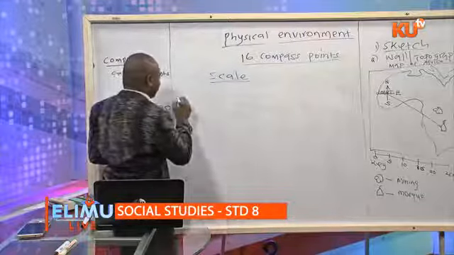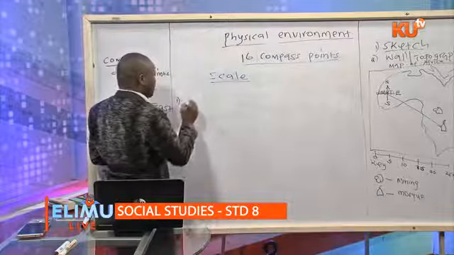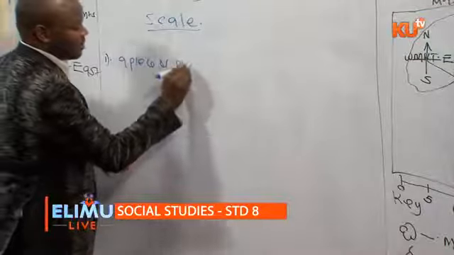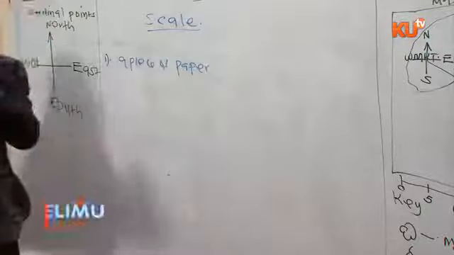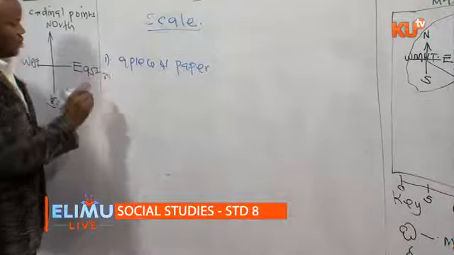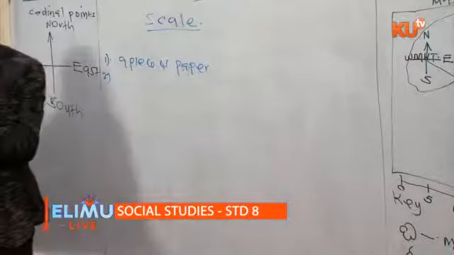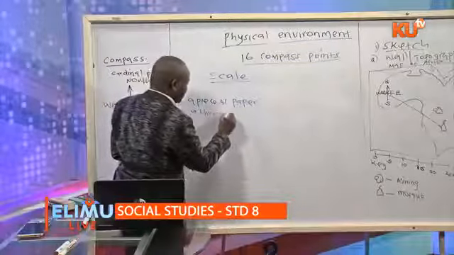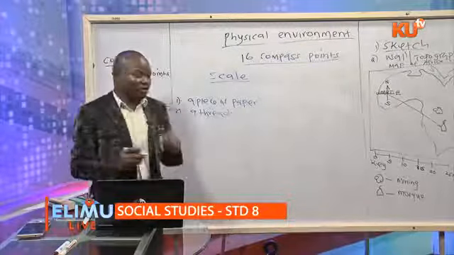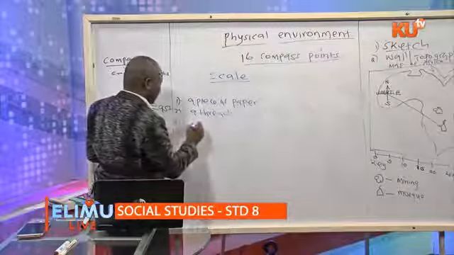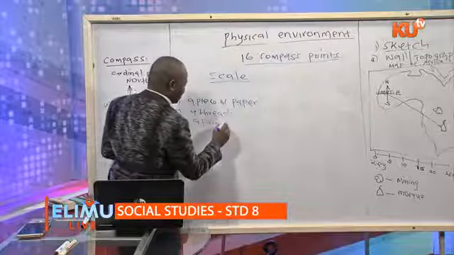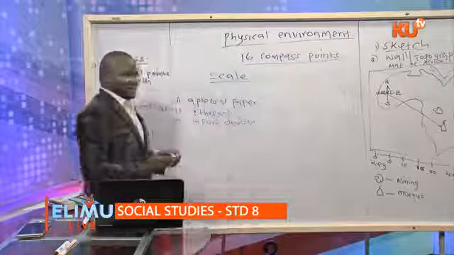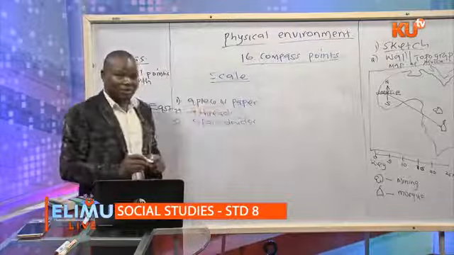The first one, you are supposed to have maybe a piece of paper. A piece of paper. That is the requirement. 2, you are supposed to have a thread. A thread. 3, you can as well have a pair of compass or divider. That is divider. Then these 2 are the most common which is used.